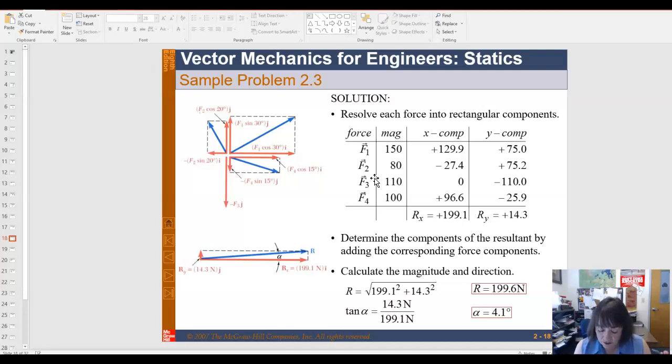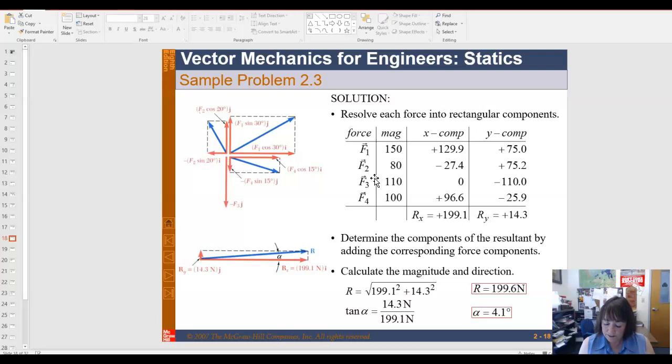I'm going to skip down to force 3, which is the 80 Newton force, because it's 40 degrees from the horizontal, and it's positive both x and y. It's going to be 80 times the cosine of 40 degrees, the magnitude in the x direction, and it's going to be 80 times the sine of 40 degrees in the y direction.